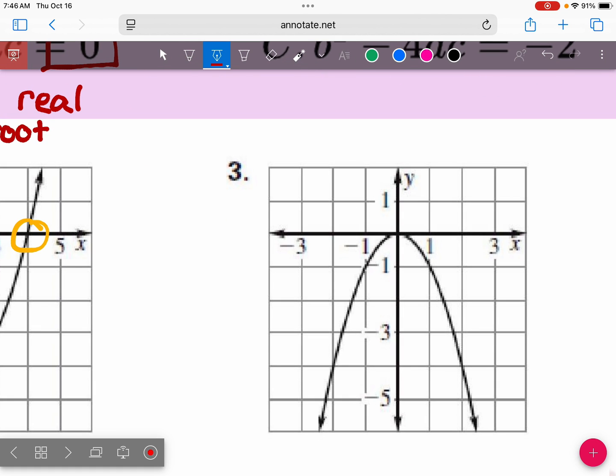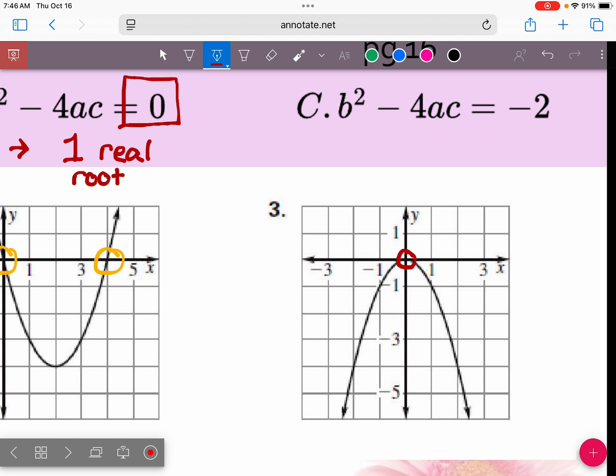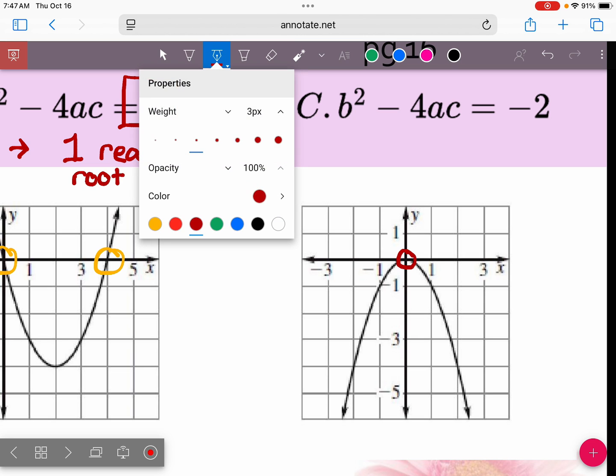So for 1 real root, that's our 1 real root. It's hitting my x-intercept right there. So graph 3 is going to go with discriminant C. Discriminant B, excuse me. So these guys will go together because both of them have 1 real root. And we've been doing process of elimination, but we're still going to think it through anyway.